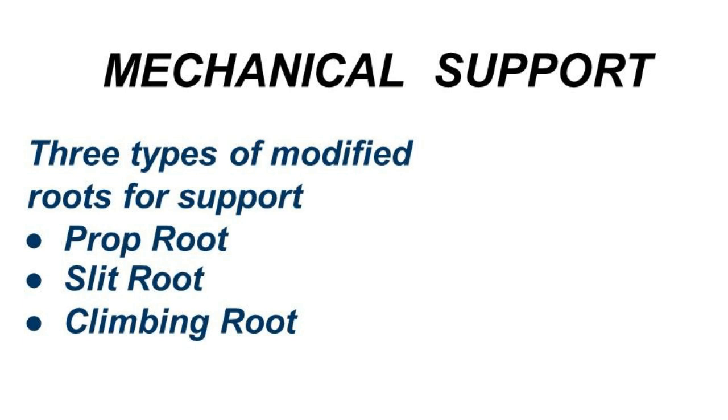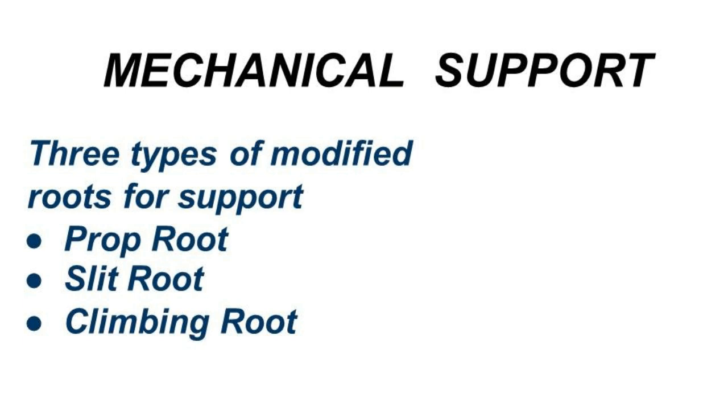Prop root example is the banyan tree. It has mechanical support. You can see in a banyan tree, the roots are modified to provide mechanical support. And these roots grow vertically from the horizontal branches of the tree. So it is called a prop root.